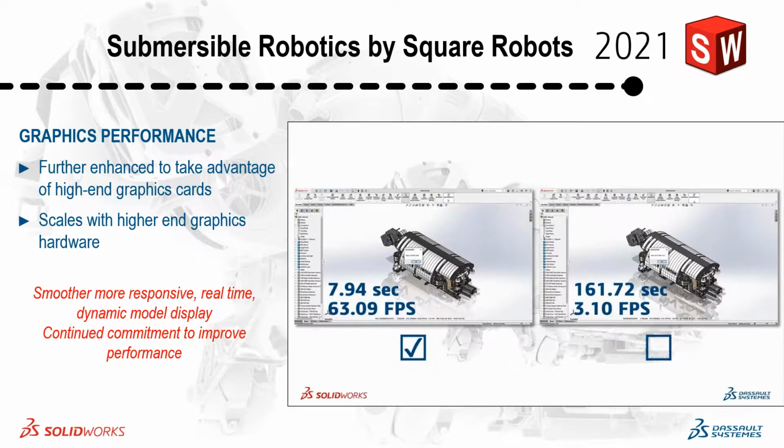This 500 consistent mouse rotation actually only takes 7.94 seconds and ran at an average of about 63 frames per second with this graphics performance enhancer. Meanwhile, with this setting disabled, this action took 161 seconds at an average of only 3 frames per second. So you can see the difference is tremendous. This is huge. And mind you, the assemblies that we're using in this video are not simple assemblies. It's a very complicated, very complex assembly with many files, many parts.